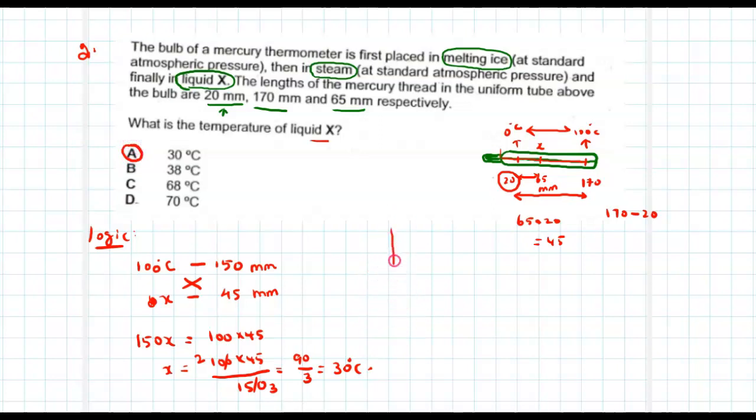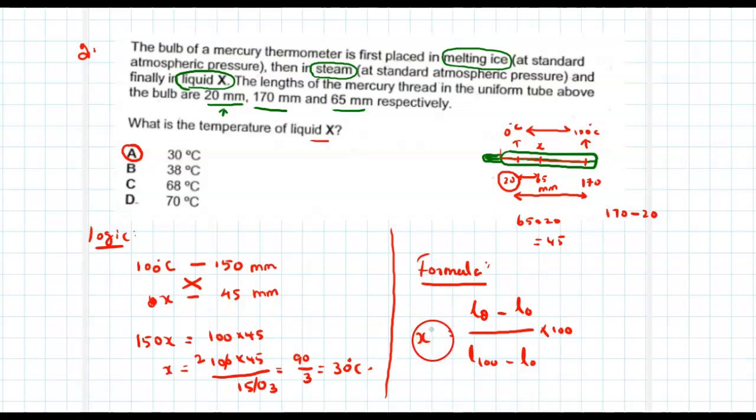This is the logic way. And we can use the formula. The formula to find the unknown temperature is X equal to (L theta minus L0) over (L100 minus L0) multiplied by 100. So all the information is here. L theta means the length of the mercury column when you place the thermometer in the liquid. What is the length? 65 millimeter.